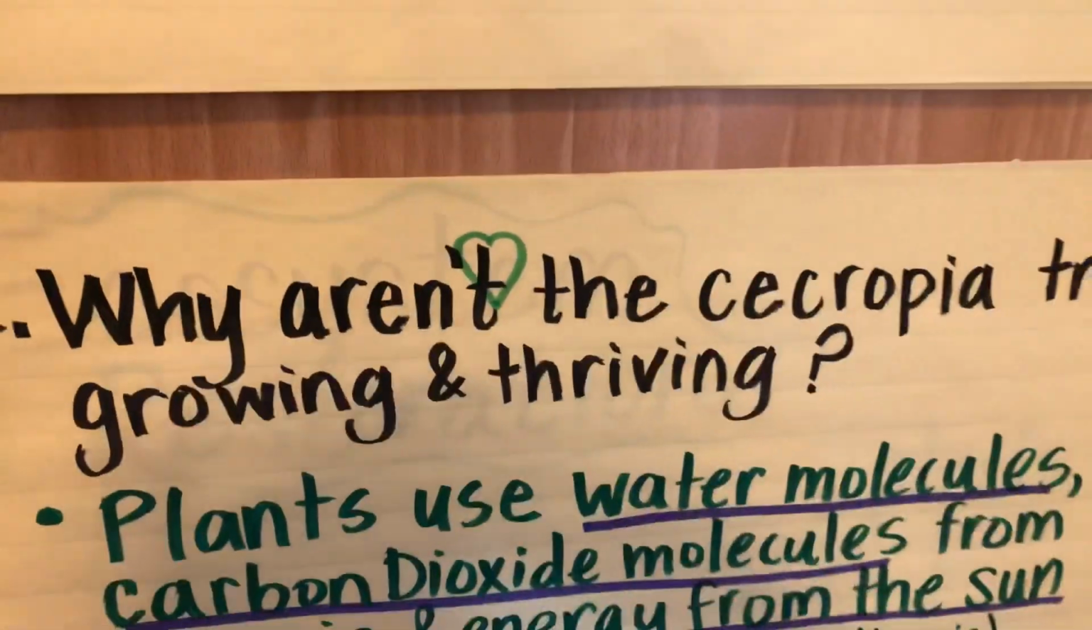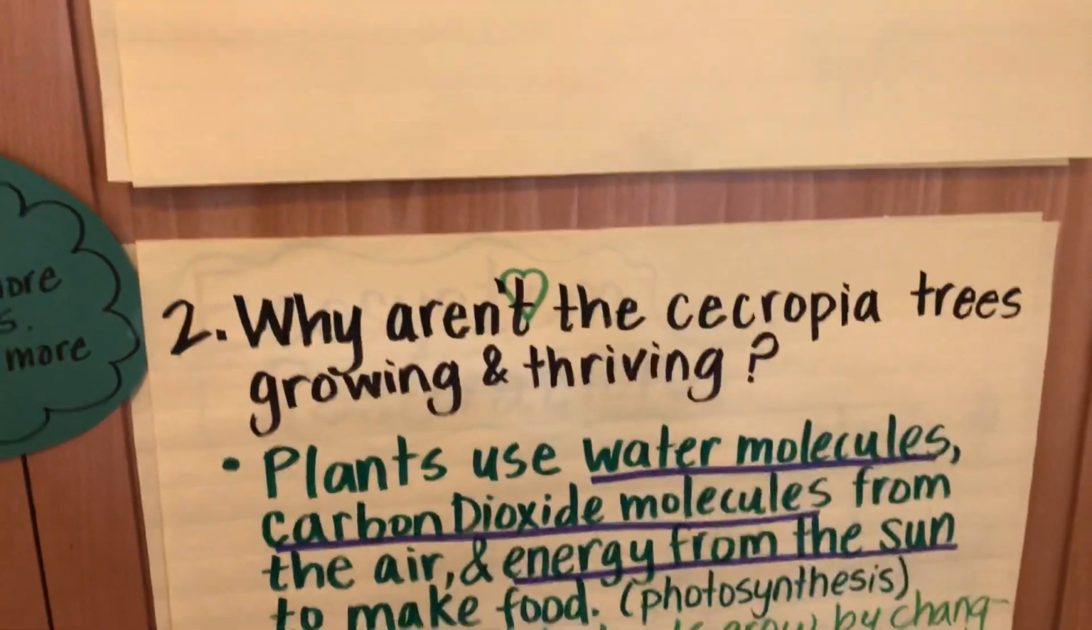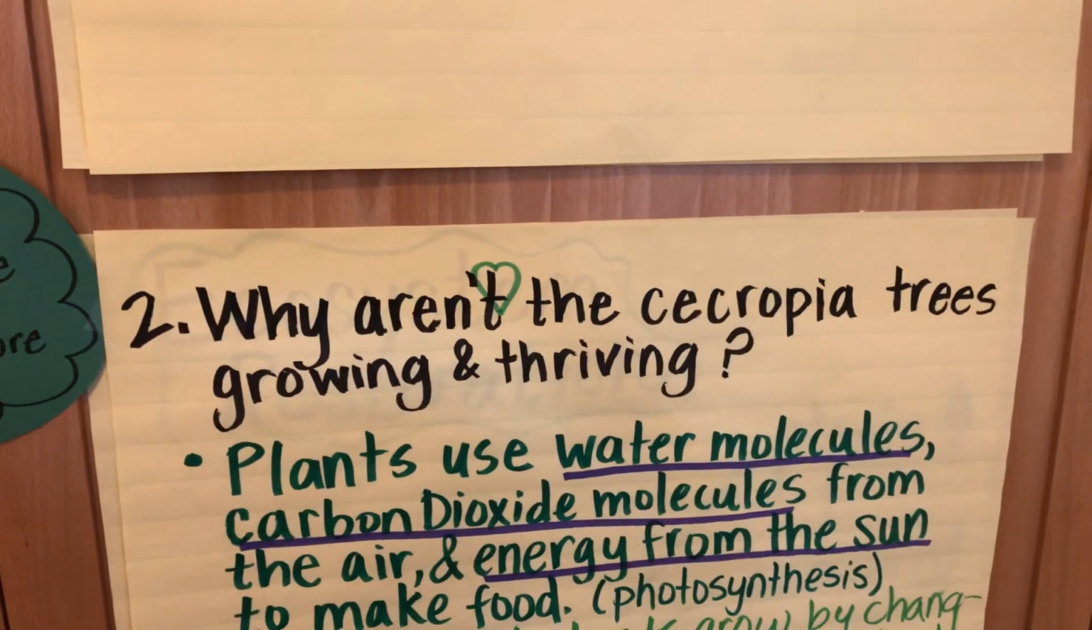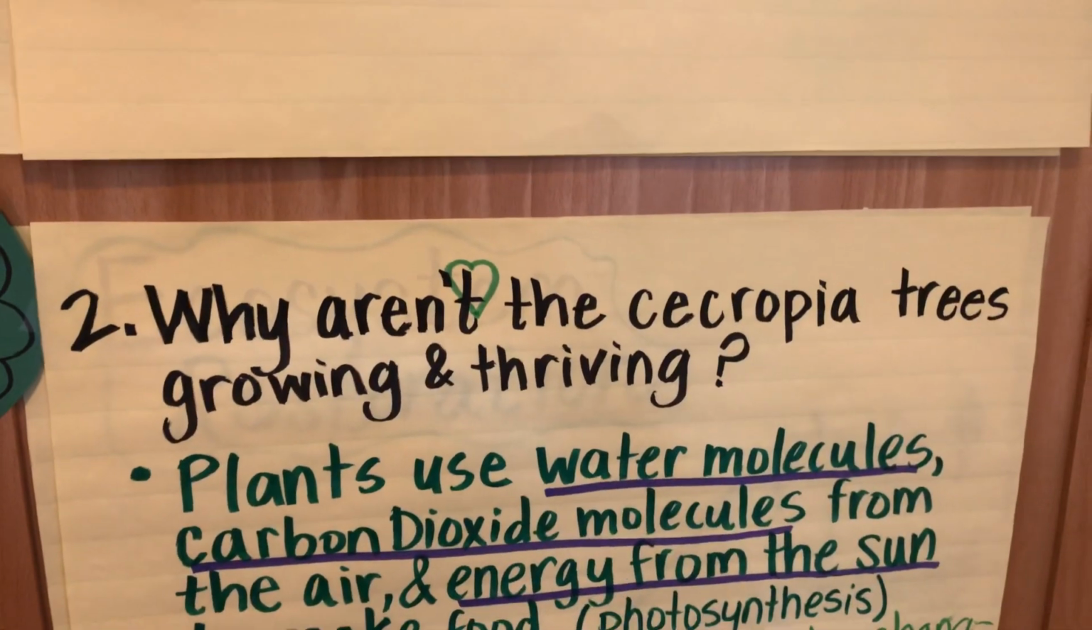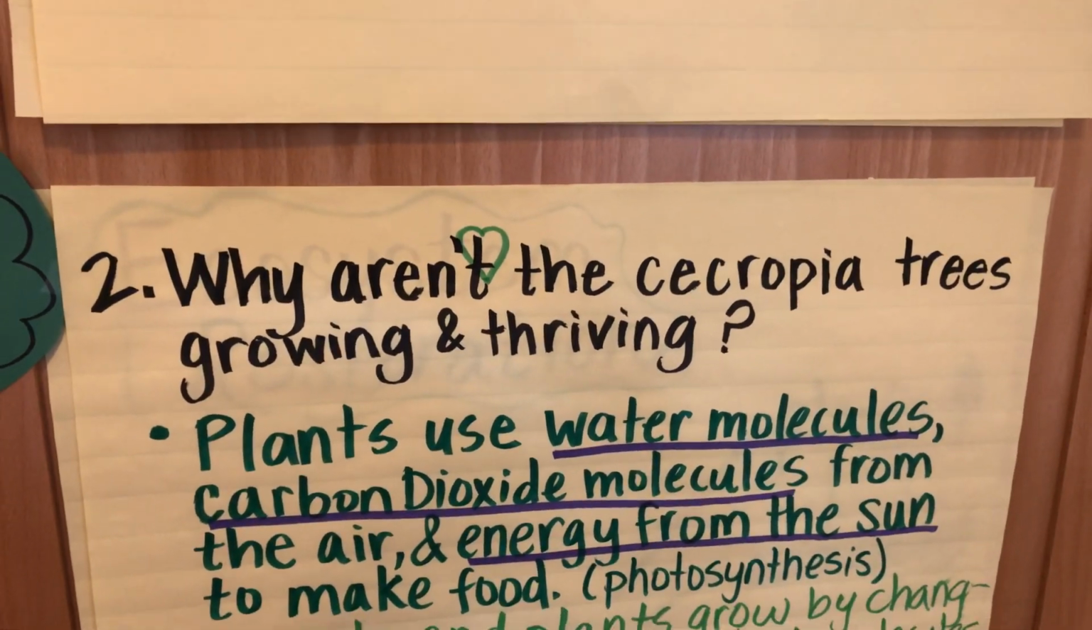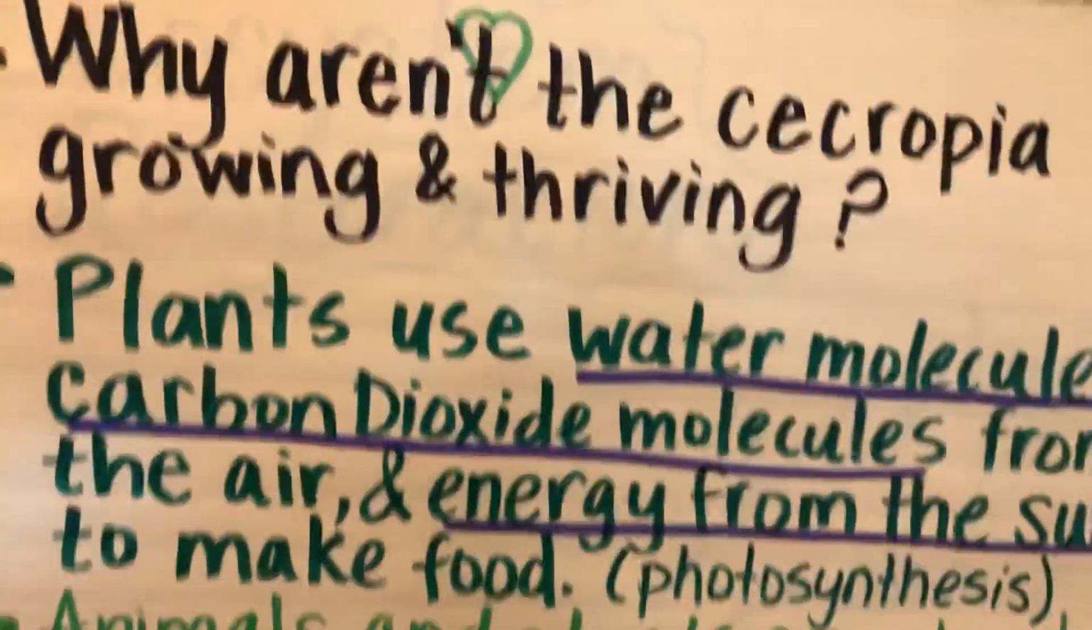We just finished chapter 2, and chapter 2's question is, why aren't the Cecropia trees growing and thriving? And you could see that my daughter Morgan drew a little heart there. Not sure why. Okay, moving on.